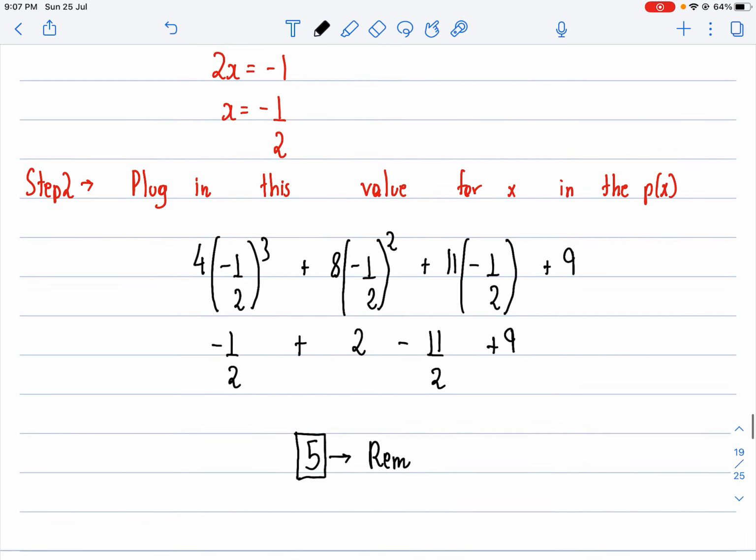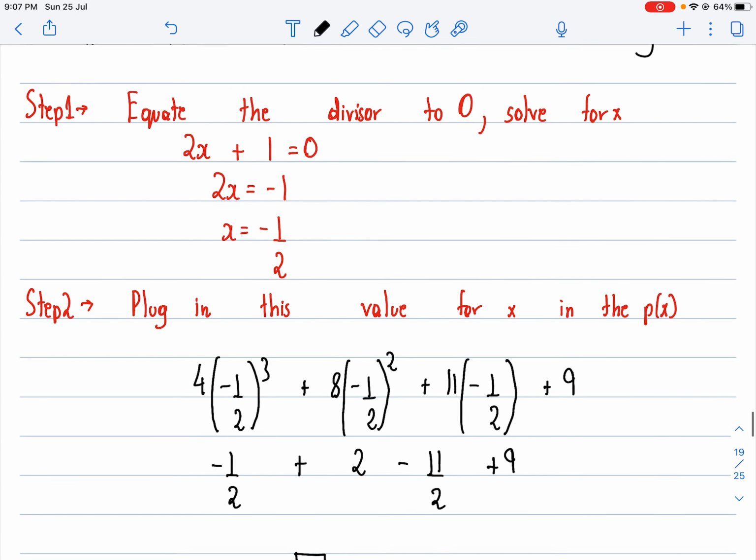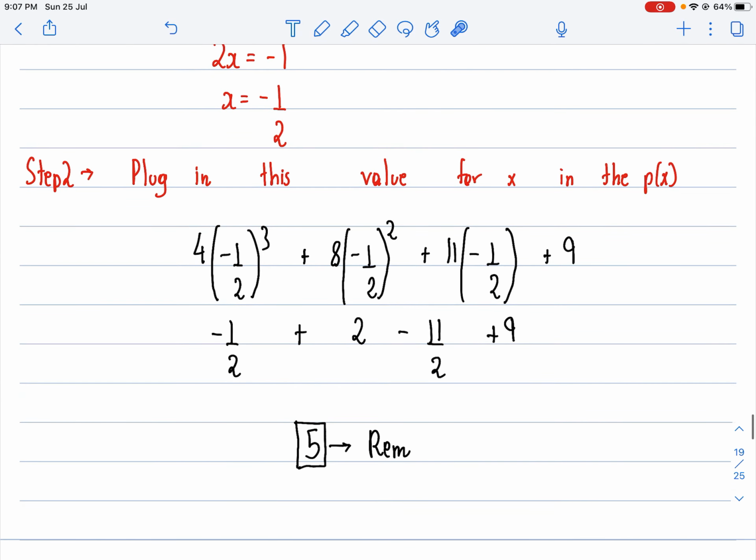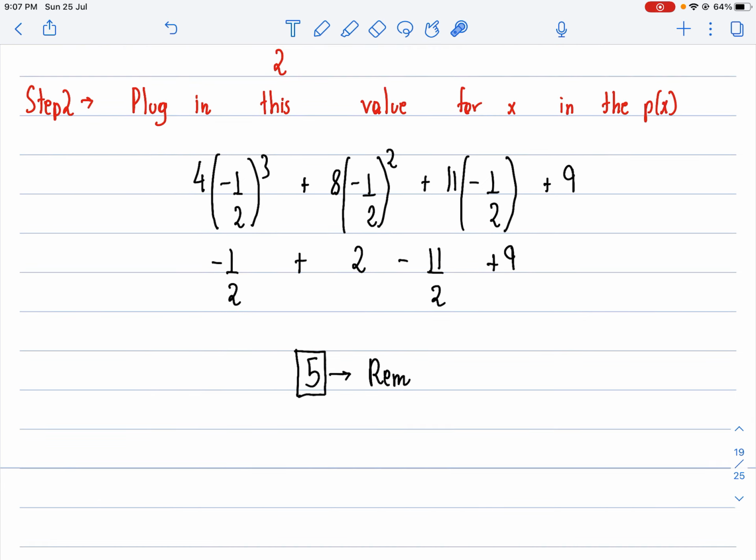Got it? It's a very simple two-step process. Step 1 is to equate the divisor to 0 and solve for x. Identifying the divisor is also easy: everything after "divided by" is the divisor. When you get the value of x, plug it into the p of x, and when you solve it, the answer you get is your remainder.